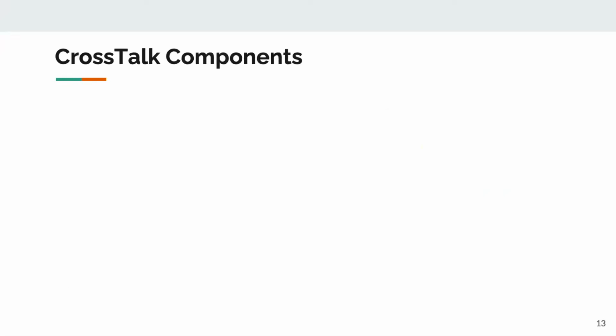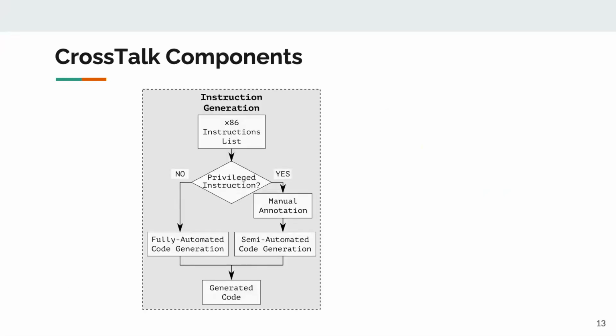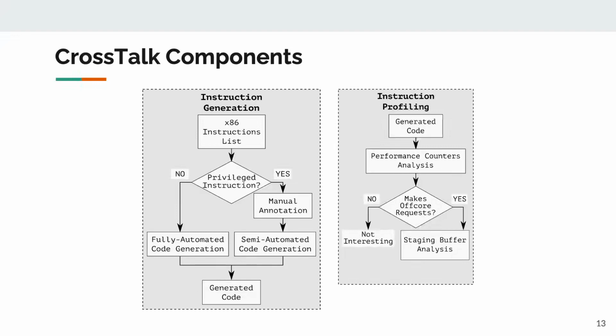CrossTalk consists of two main components. The first one is the instruction generation stage, where we prepare the correct profiling environment for all x86 instructions. The second one is the instruction profiling stage, where we first check whether an instruction makes an off-core request or not. And in case it does, we then analyze its stage and buffer interaction during its execution. The last step is where we keep the relevant instructions, which can be used as cross-core leak primitives in the exploitation stage. For now, we're going to focus on the staging buffer analysis part.